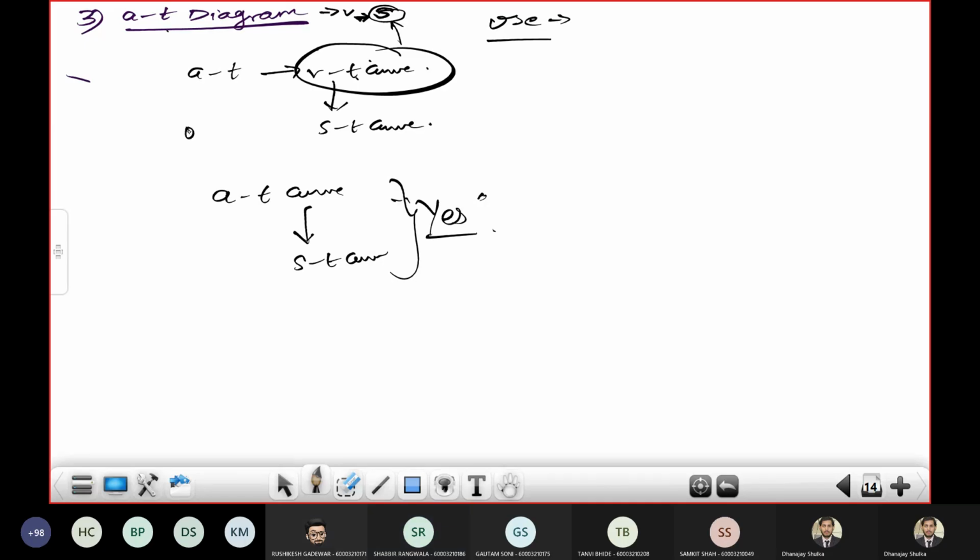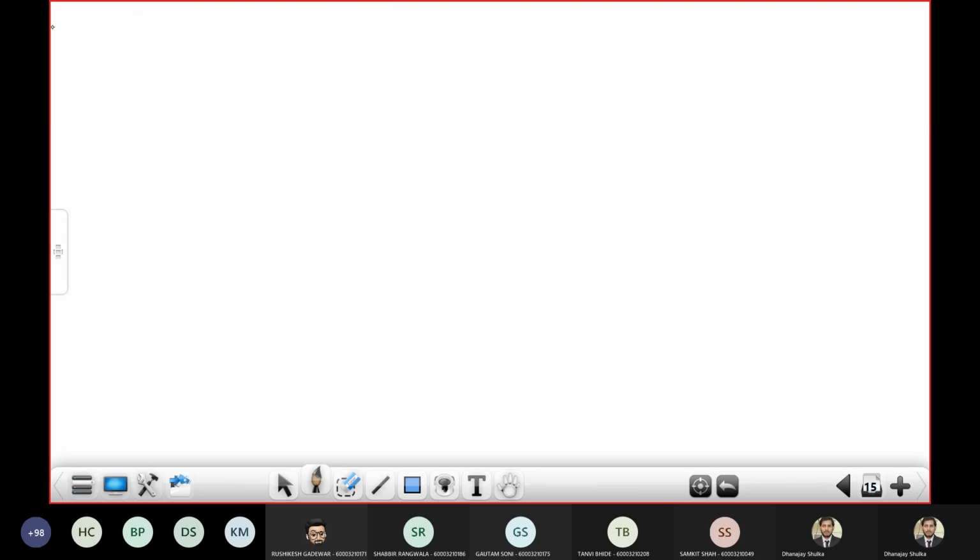You can either go like this: first calculate velocity using the acceleration time diagram and then calculate the displacement using the VT diagram. Or you can also calculate this displacement directly using the acceleration time diagram. We are going to see both. Okay, how? So let's see. So this is the application of the AT curve.